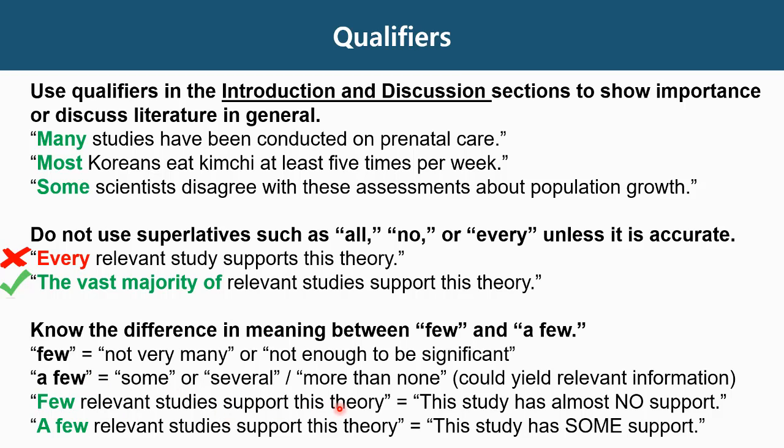So, for example, few relevant studies support this theory. This means this study has almost no support. But on the other hand, if you say a few relevant studies support this theory, you're kind of connoting that this study has some support. It doesn't have no support. So you could say most people don't believe that aliens built the pyramids, but a few people believe it. It's not no people, right?